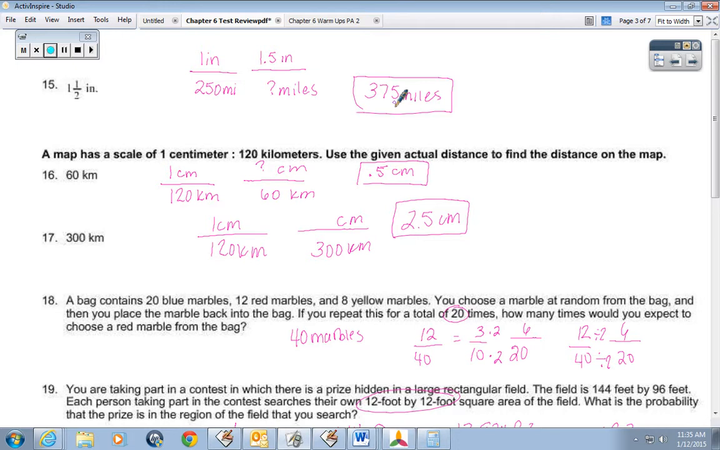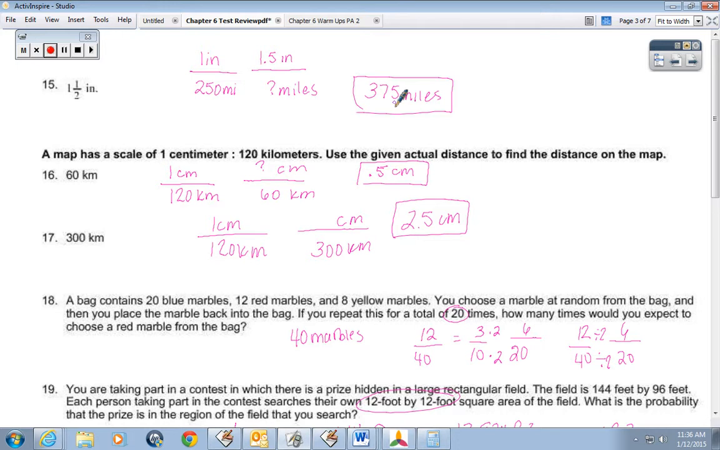These, you set up the same way. 1 centimeter is 120 kilometers. How many centimeters would 60 kilometers be? So obviously this is going to be a decimal. You could look and say, okay, what did I do? 120 to 60, divided by 2. What's half of 1? 0.5. Or you could have cross multiplied 1 times 60 divided by 120. Could have done it that way.